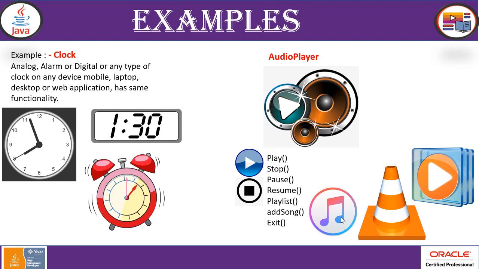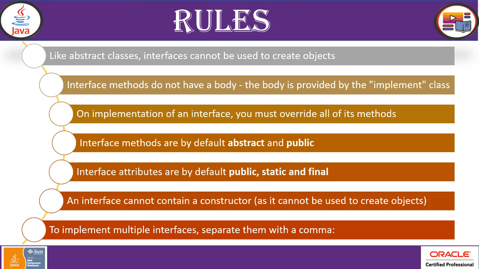For example, iTunes wants to support the MOV type of file, VLC wants to support the MP4 type of file, so they have their own definition and implementation as per their requirement. So this is the understanding of interfaces. Now, when we talk about interfaces, there are some rules we need to make sure we are following, because interfaces are critical, but they are very efficient if you use them appropriately.